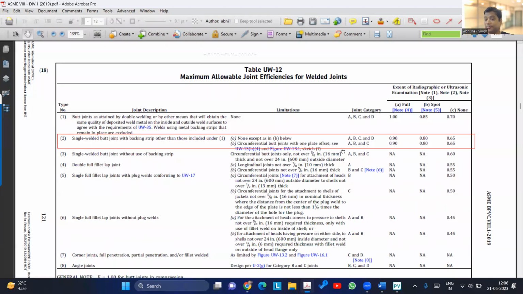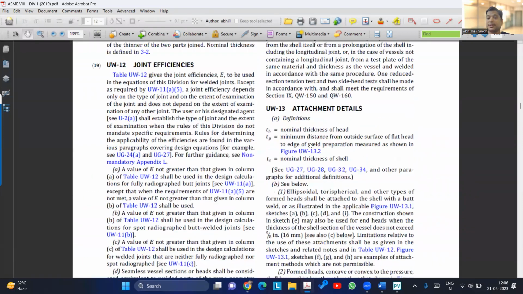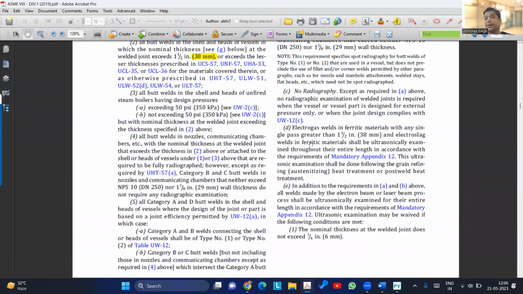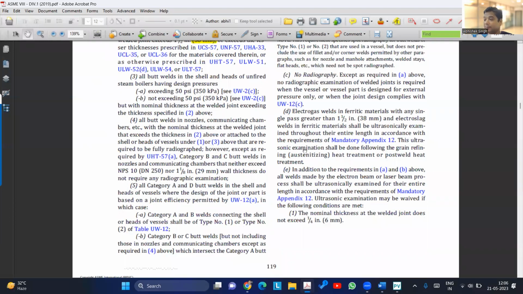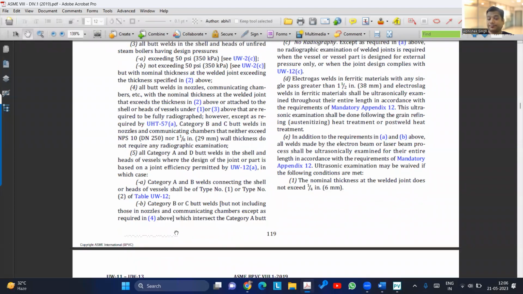Full radiography. So it's just saying the same thing in a different way. If I'm a designer and I have considered the efficiency as 1, that automatically means that I have to do the full radiography because I cannot achieve it otherwise.